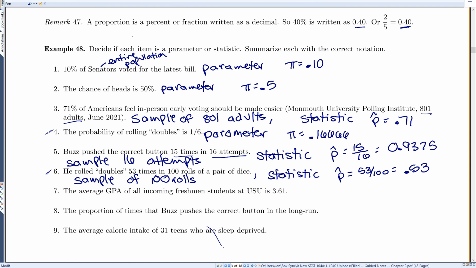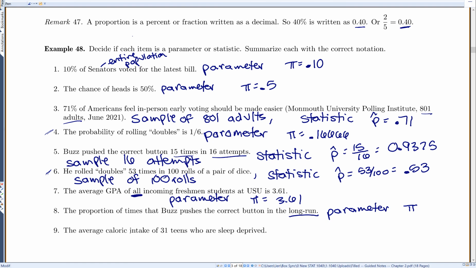Let's see, the next one. The average GPA of all incoming freshmen at USU is 3.61. That all tells me that's the population. It would be a parameter. So we'll use pi equals 3.61. The proportion of times Buzz pushes the correct button in the long run. So we're talking about if you did it infinitely many times. That's the population, so that would be a parameter. It didn't tell me what that number is, so we'll just leave it as a blank pi.